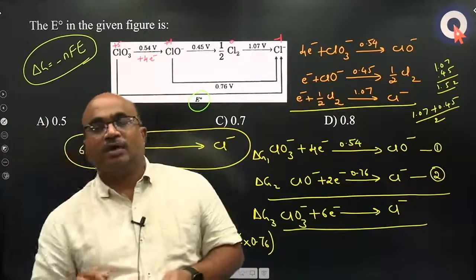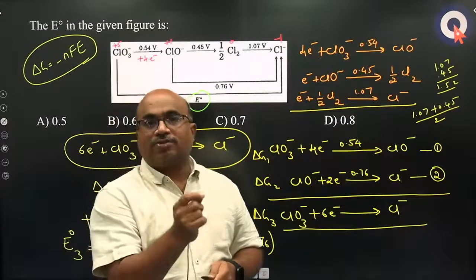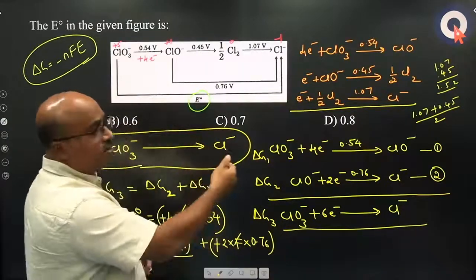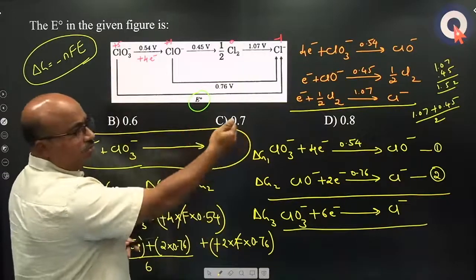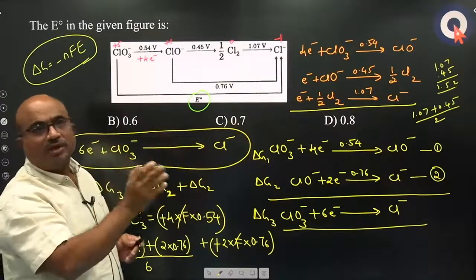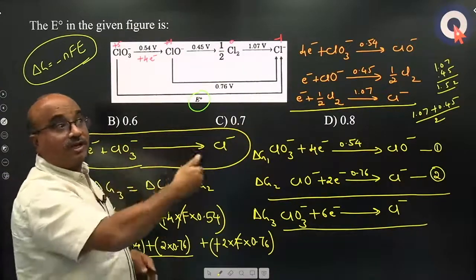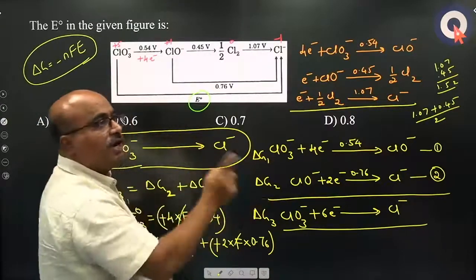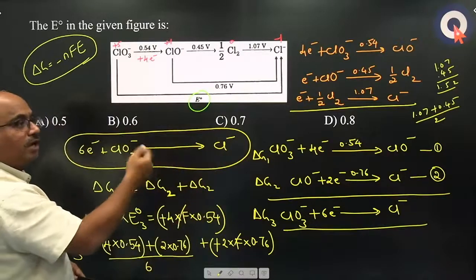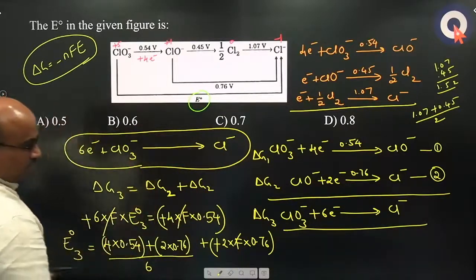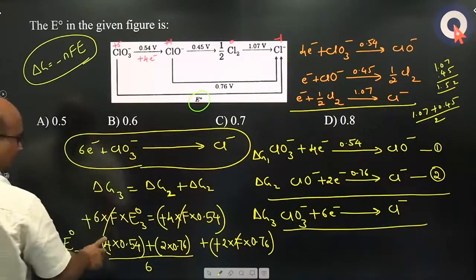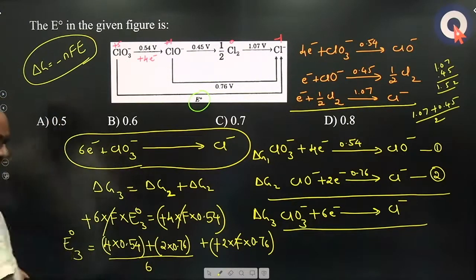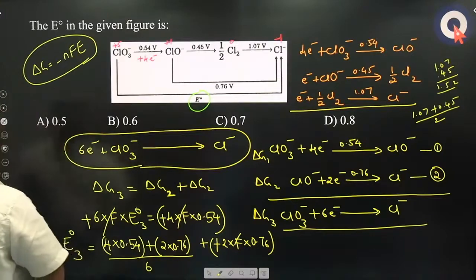What if I subtract the second one from the first one? Then it is N1 E1 minus N2 E2 by N3, or reverse. If you are subtracting the first equation from the second one, then it is N2 E2 minus N1 E1 by N3, that's it. So here we are adding, so it is N1 E1 plus N2 E2 by N3, that's what we get.